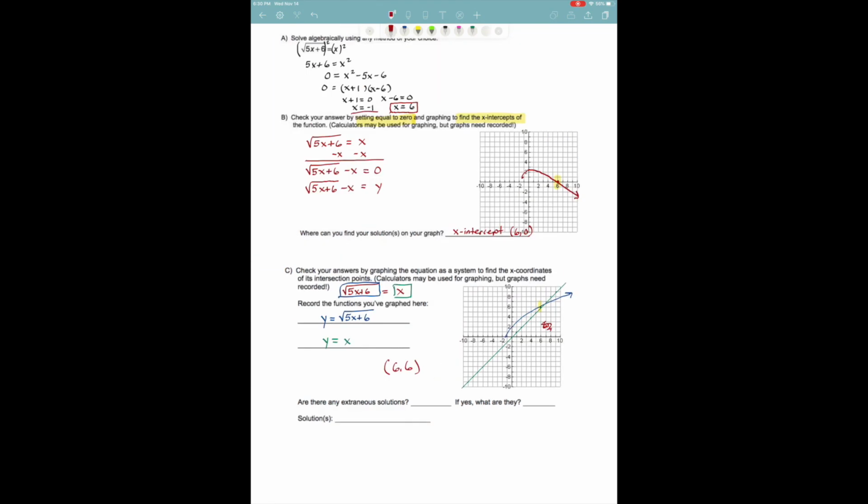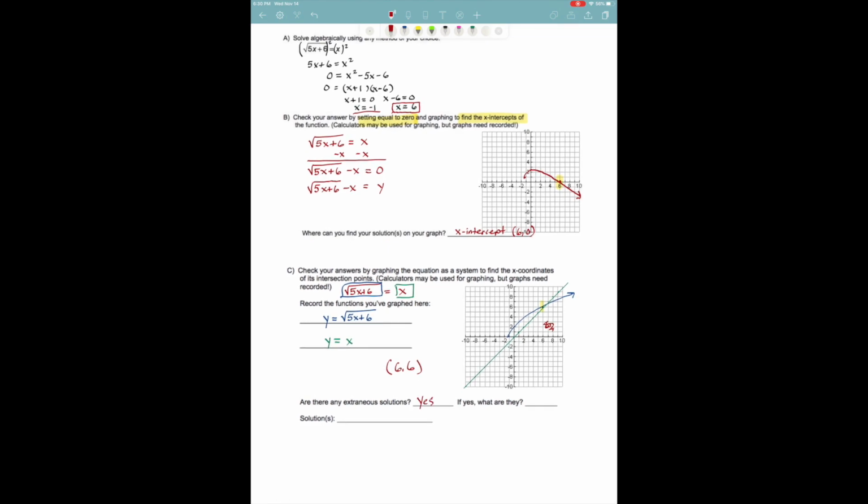Well, that's the solution to this system. But remember, in our original equation we're just looking for x. So are there extraneous solutions? Yes. The extraneous solution we had there was x equals negative 1. That's our extraneous solution. Our actual solution for the equation is going to be x equals 6.